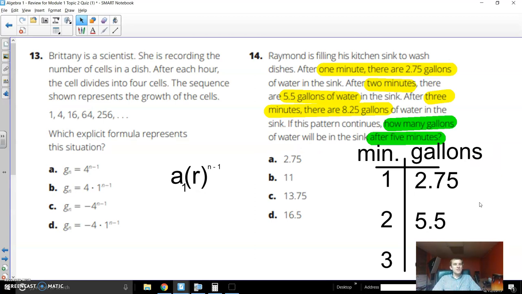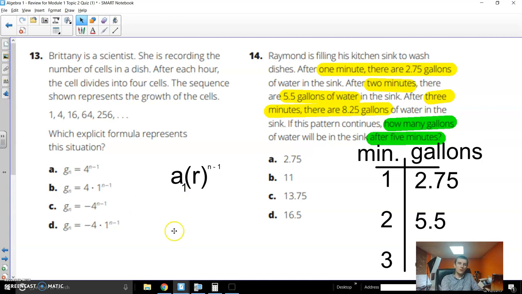Number 13, Brittany is a scientist. She's recording the number of cells in a dish, and each hour it's dividing into 4 different cells. You want to be careful about that word division, the divides. It's not really division. If you notice 1, 4, 16, 24, it's more of a form of multiplication. If I took this piece of paper and divided it into 2, it would go from 1 into 2, and it's a concept of multiplication more than division in the way that you would think in a math class. So be careful about that.